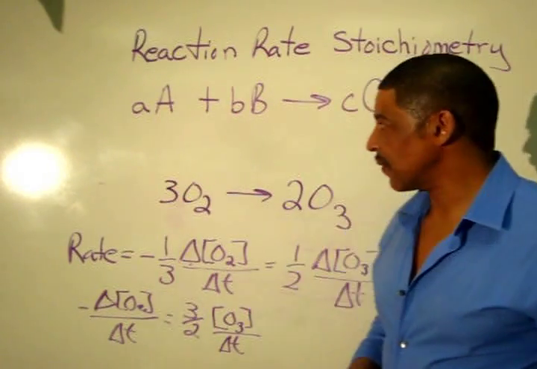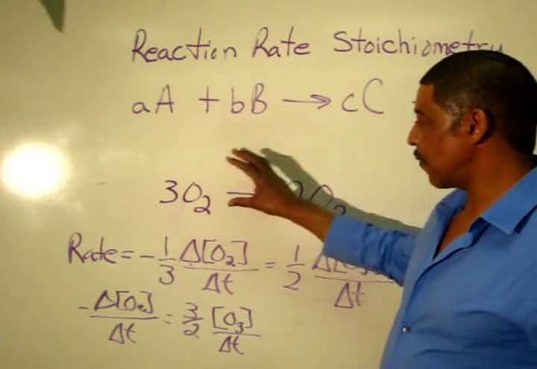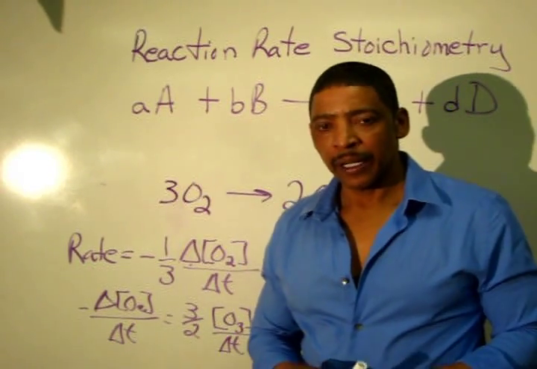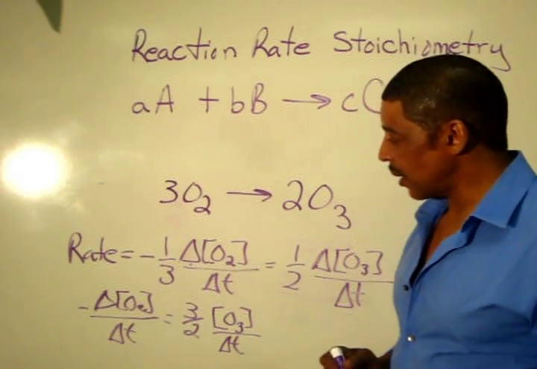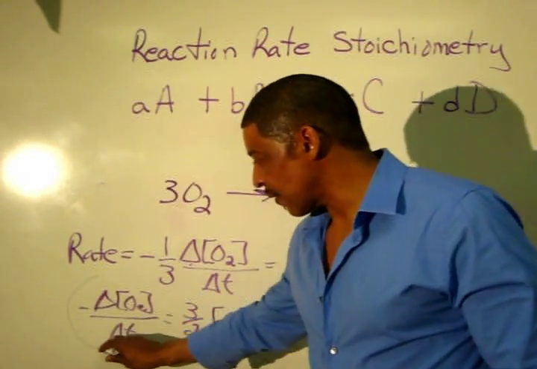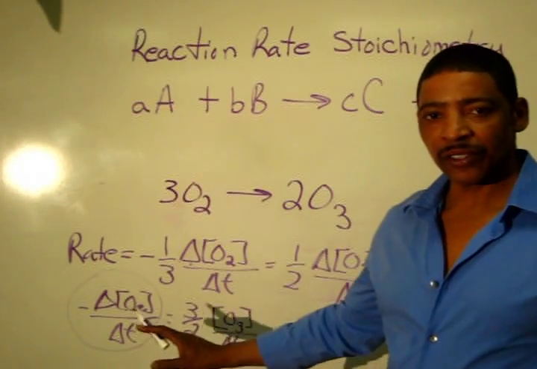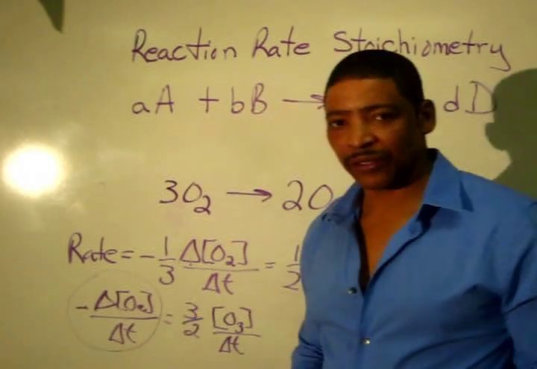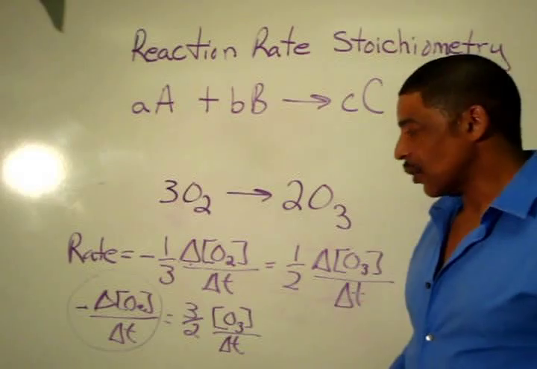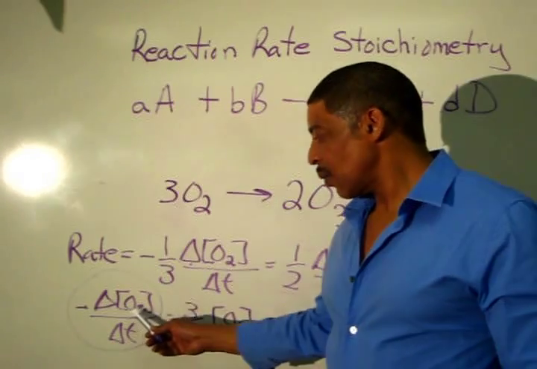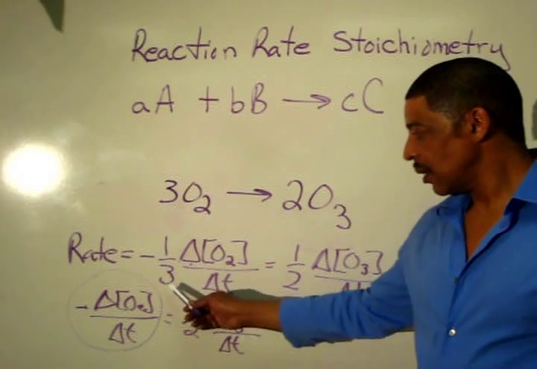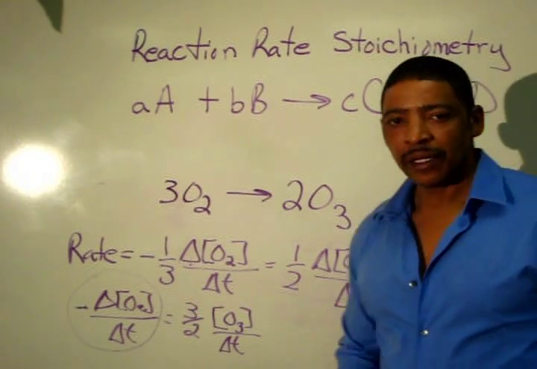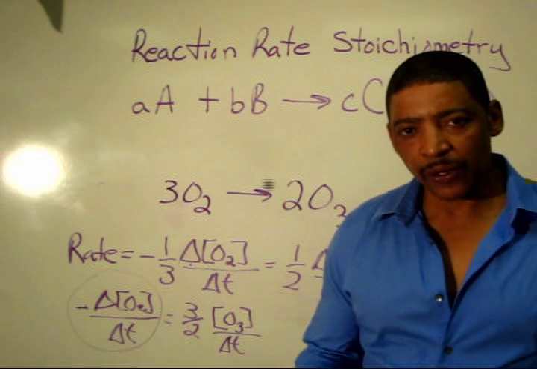The rate of disappearance of oxygen gas to the rate of formation of ozone may now be written as follows, where the rate of disappearance of oxygen gas... We know this is disappearance because the expression has a negative sign. The rate of disappearance of oxygen gas will now be equal to 3/2 the rate of formation of ozone.